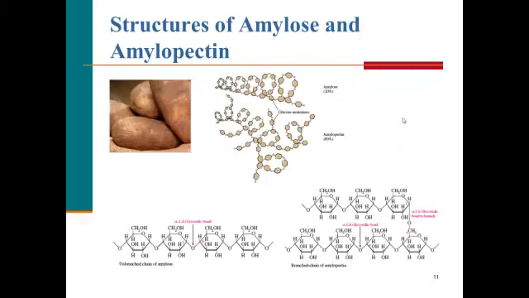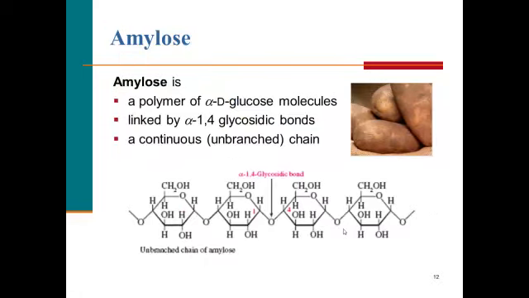So we're going to start out by thinking about the starches. There are two different versions of starch. Amylose is an unbranched version, or an unbranched chain, of glucose molecules, whereas amylopectin is going to be highly branched. So we'll start by thinking about amylose.